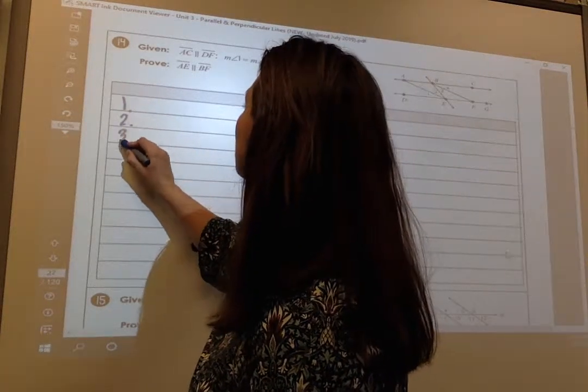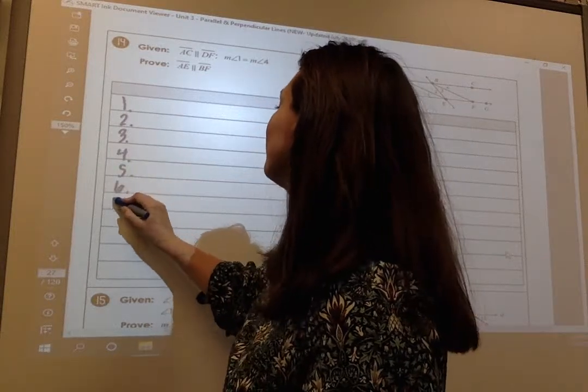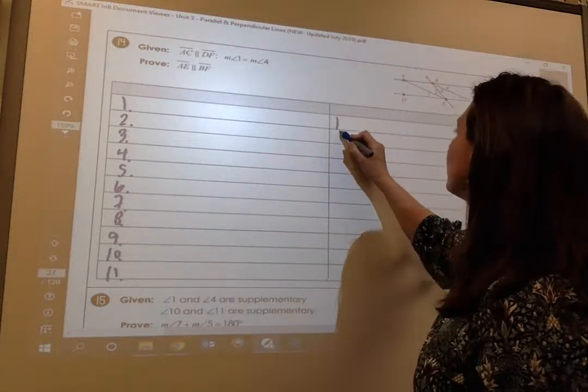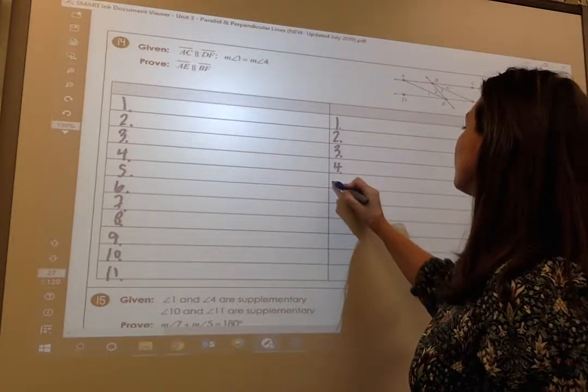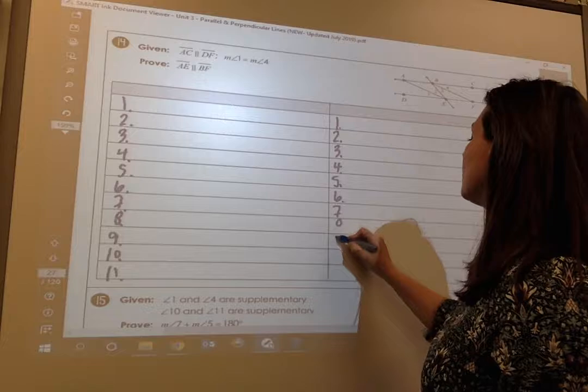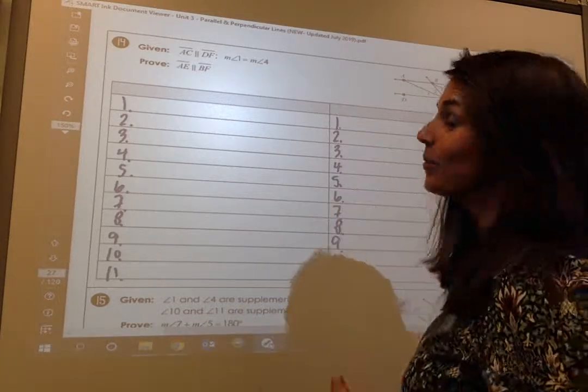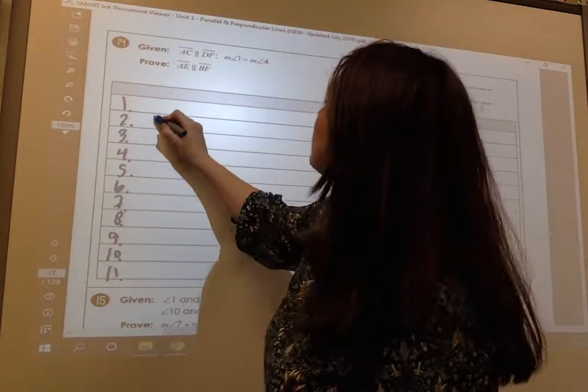1, 2, 3. I'm just going to pre-number because I don't want to get points taken off. 9, 10, and 11. I do 1, 2, 3, 4, 5, 6, 7, 8, 9, 10, and 11. Whew, that makes me nervous just because of how many spaces there are. All right, so let's start here.